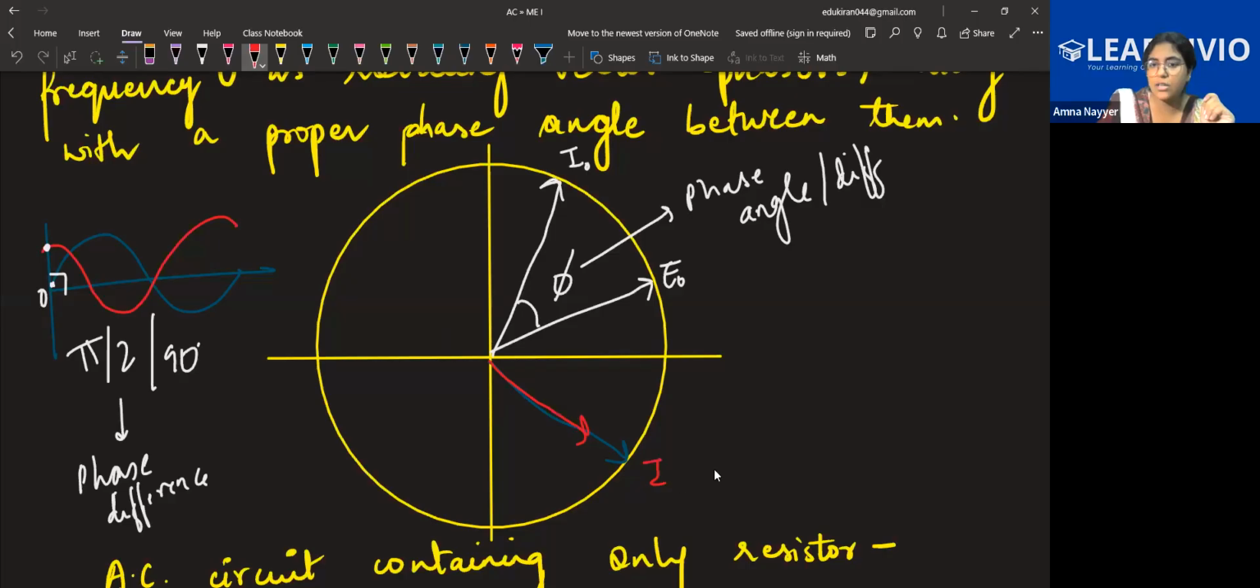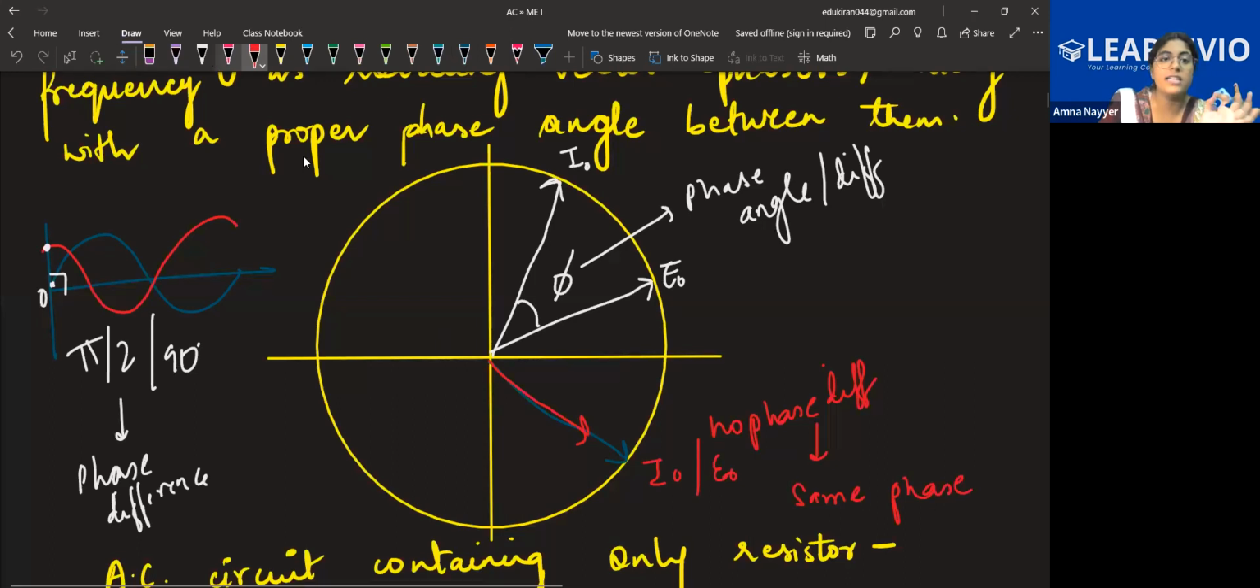So current is also here, voltage is also here. So no phase difference means they are in the same phase. Or you can say they are in the same phase. Like if I coincide it, no extra quantity will be left. It will be coincided properly.